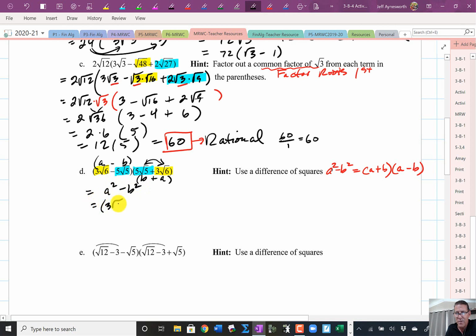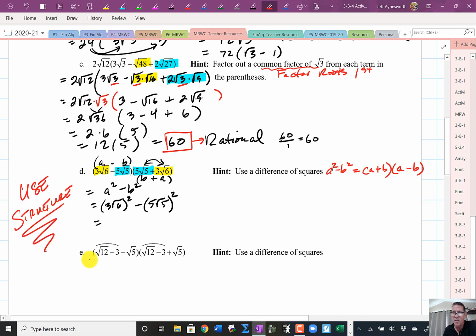So you take the 3 root 6 squared minus the second term, 5 root 5 squared. This is the structure of it. You have to use structure. As I've said in my previous videos, it's important as a mathematician that you see the structure of it. When the terms are the same and you're adding and then subtracting, it's called a difference of squares. A plus B times A minus B is always A squared minus B squared, and so all you do is square both and subtract.